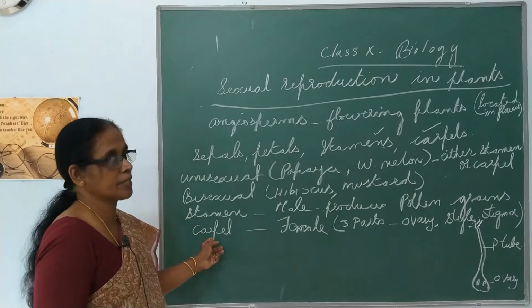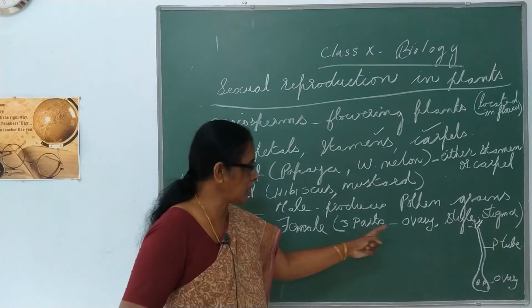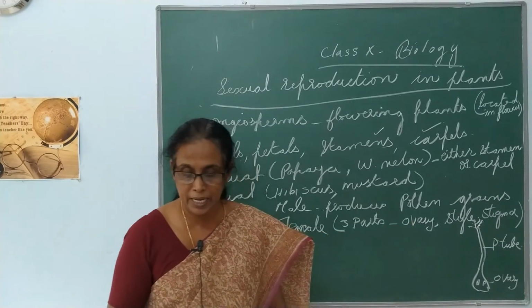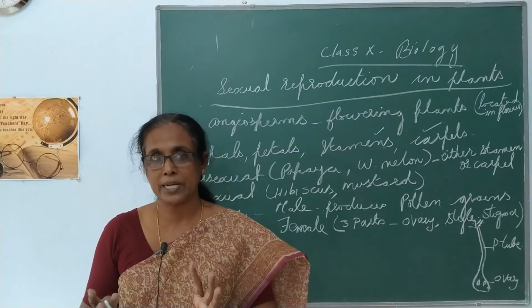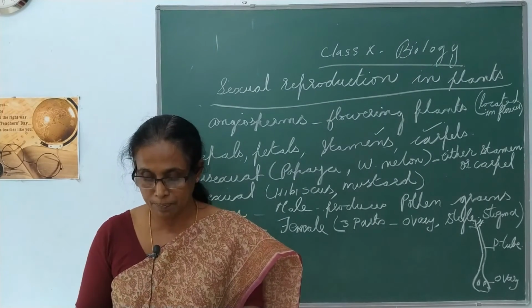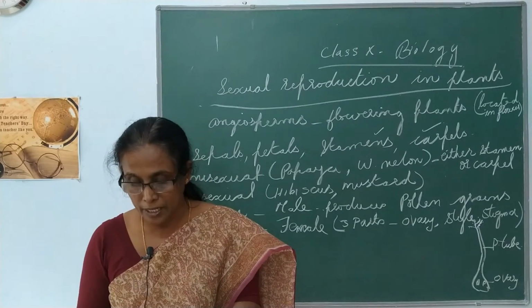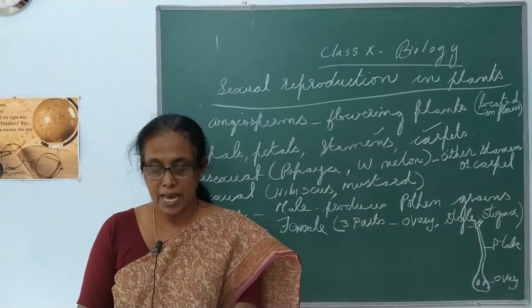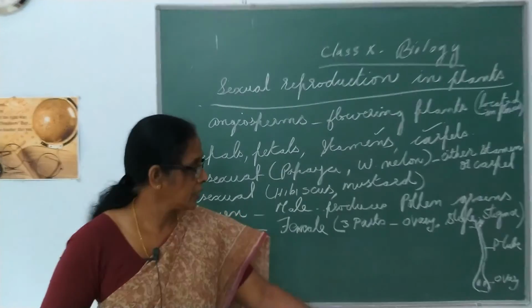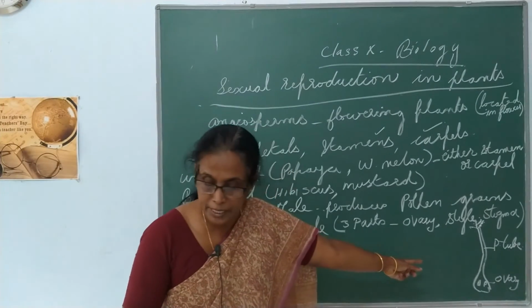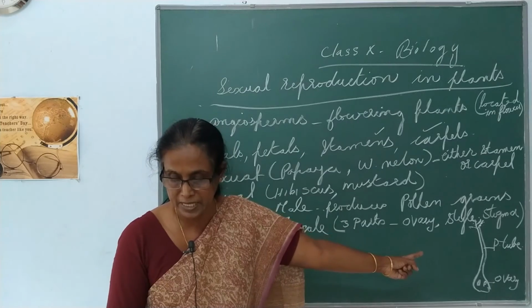Then the female reproductive organ is the carpel. Carpel consists of three parts: ovary, style and stigma. See the swollen bottom part, that is the ovary. Then the middle elongated part is the style, and the terminal part is known as the stigma. This ovary contains many ovules, and each ovule has an egg cell.